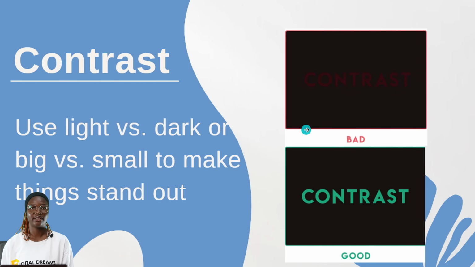The second principle is contrast. So in design, we use light versus dark or big versus small to make things stand out. Okay, now let's look at what we mean by light versus dark. Looking at these two illustrations, I don't know if you can see it, but there is a text here that says contrast. All right, but it is written in a dark red color. But this one we can see very well. Why? Because it is written in a lighter color.